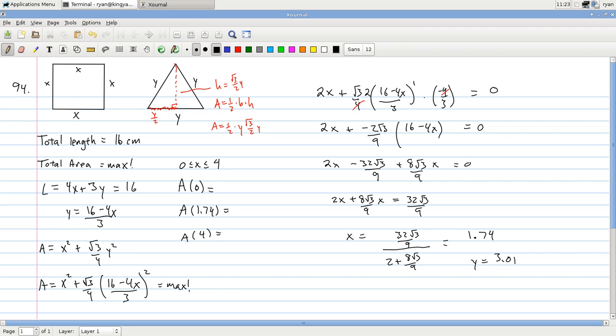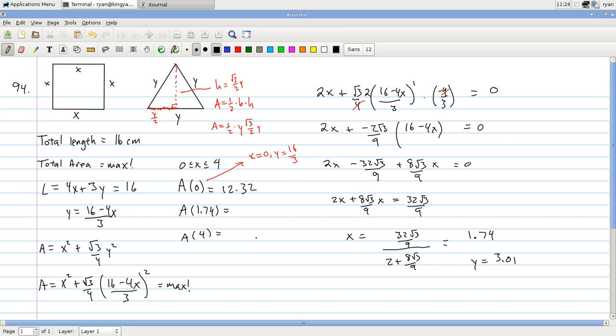Now if x is 0, in other words, if we're using none of the wire for the square and all of the wire for the triangle, that means that our y value is then 16 over 3. So this would correspond to x equals 0, so y is 16 over 3. Now if we plug that into the area formula we have, that gives us for our area approximately 12.32.